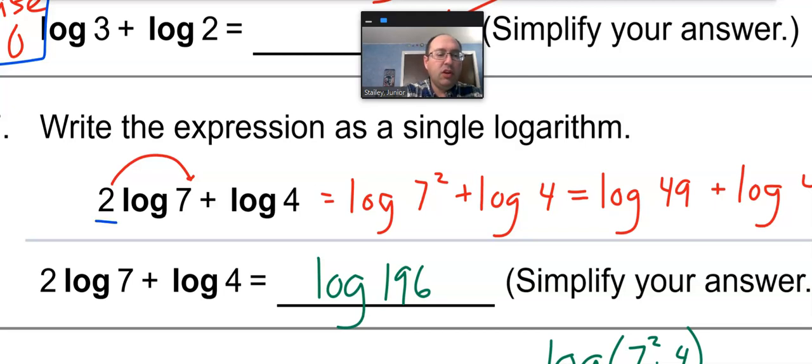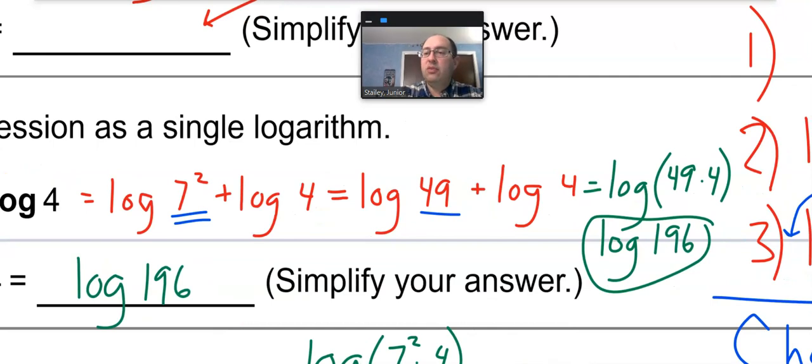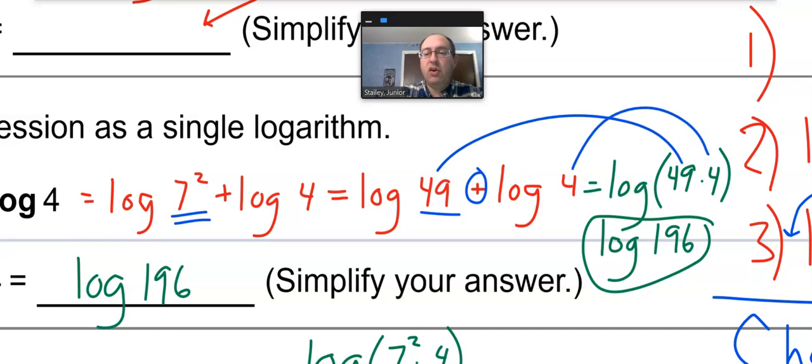Question 7. First thing we're going to do is we're going to deal with this coefficient using the move it property. We'll bring it up here and make that 7 squared. 7 squared, of course, is 49. Then I see that we have addition, right? So what is that telling me to do? It's telling me to multiply the 49 and the 4 together, giving me log 196. And believe it or not, that is the answer. They just wanted a single log.